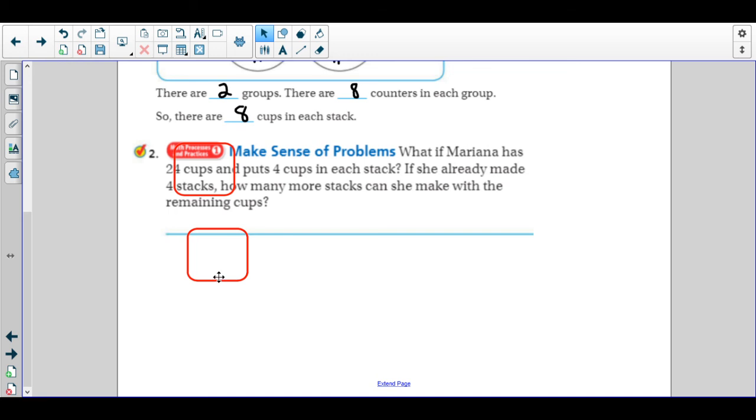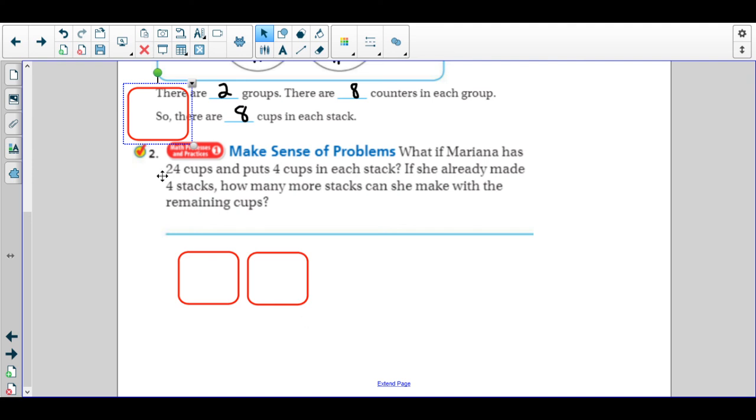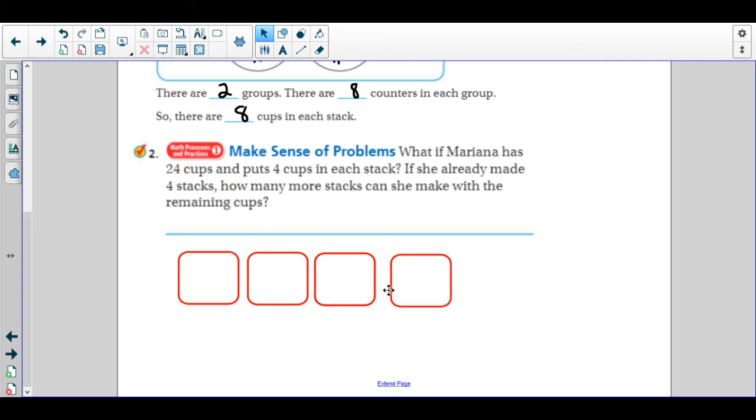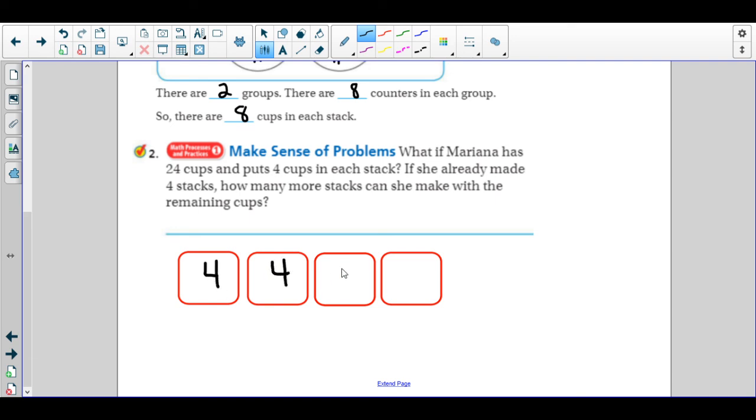Oh, I can't get those things to move the right way. So we have 3 and 4. Each of these has 4 cups in the stack. So here is 4, and here's 4, and 4, and 4.